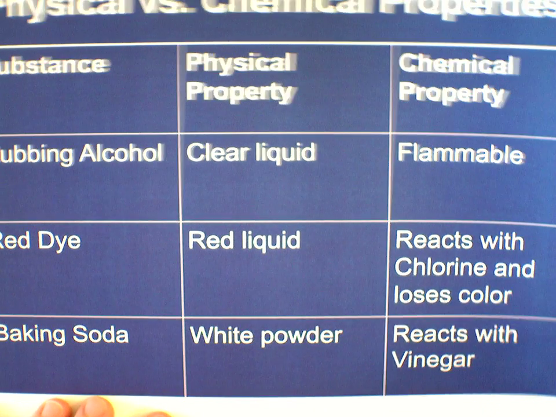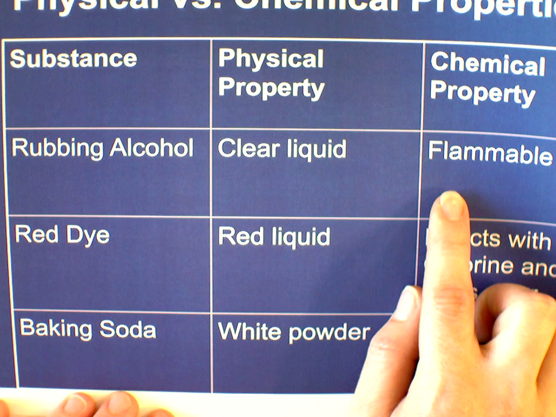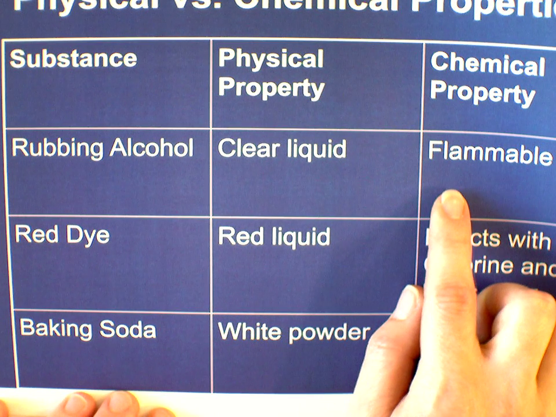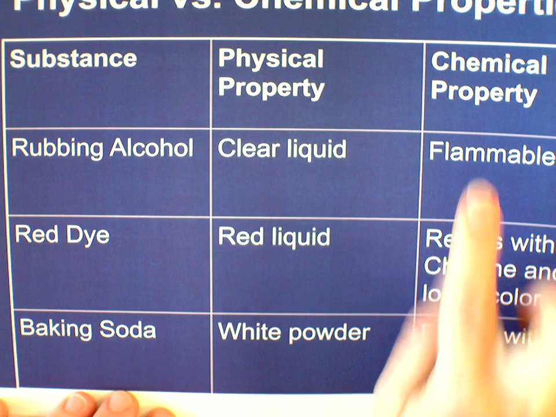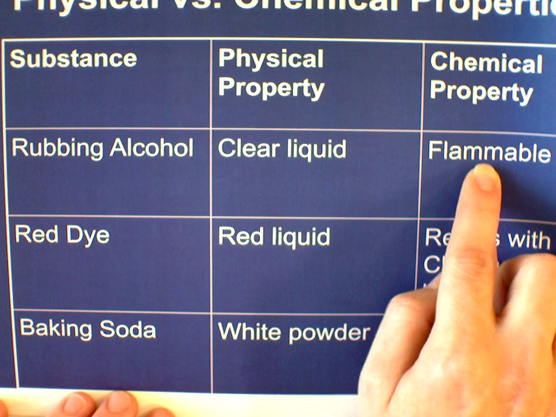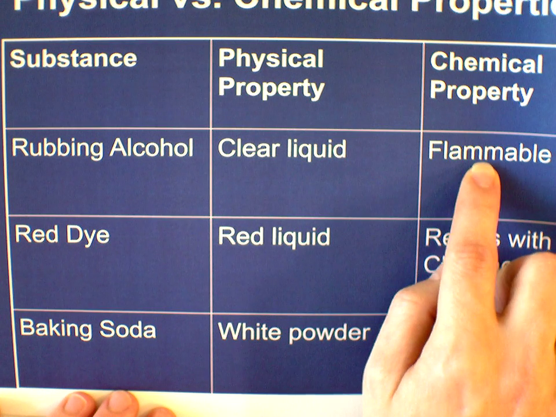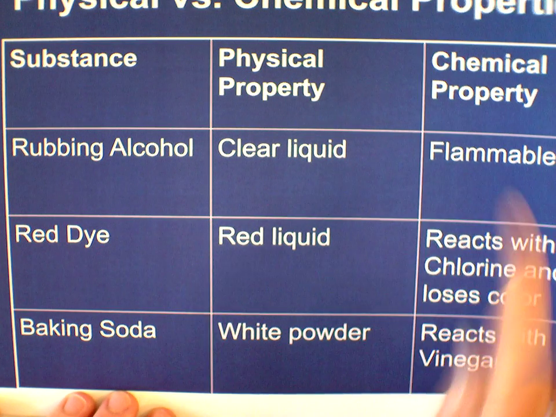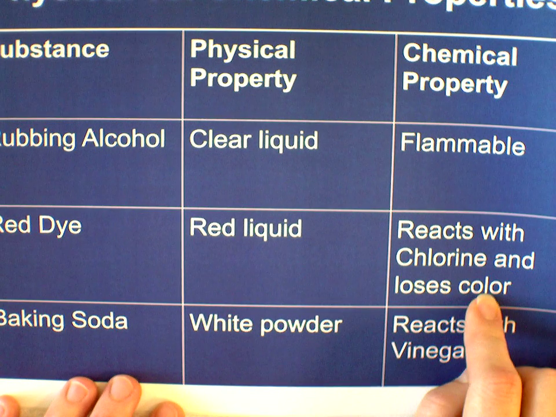Chemical properties, though, rubbing alcohol is flammable. You're only going to know that it's flammable by setting it on fire. Please don't do that at home. Rubbing alcohol is highly flammable and can be very dangerous. But in the process of setting the rubbing alcohol on fire, it now is turned into carbon dioxide and water. Well, that's not rubbing alcohol anymore, the isopropyl alcohol. It's changed the identity.